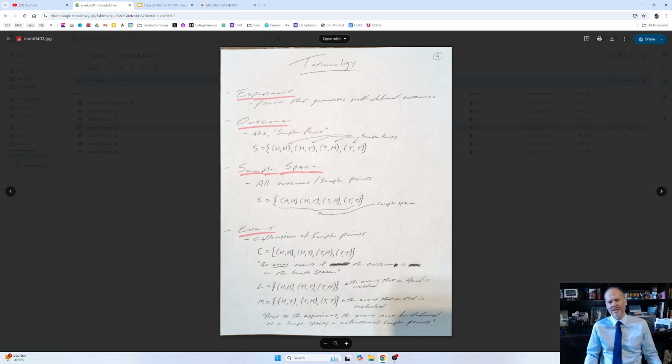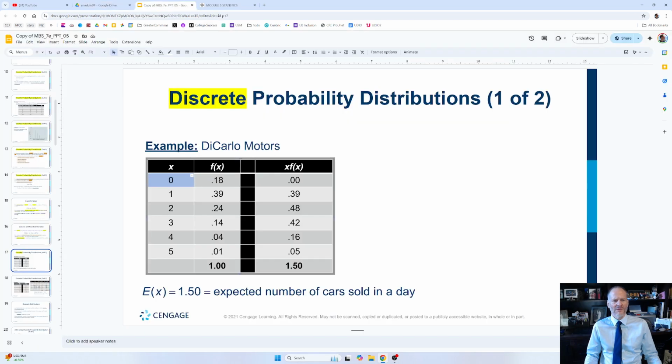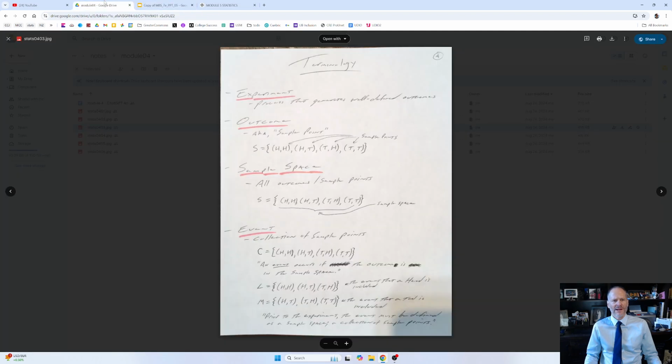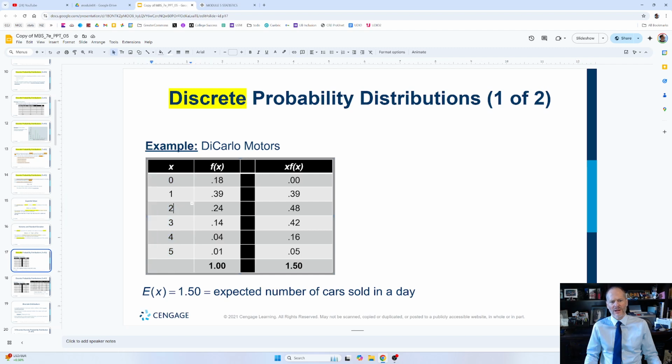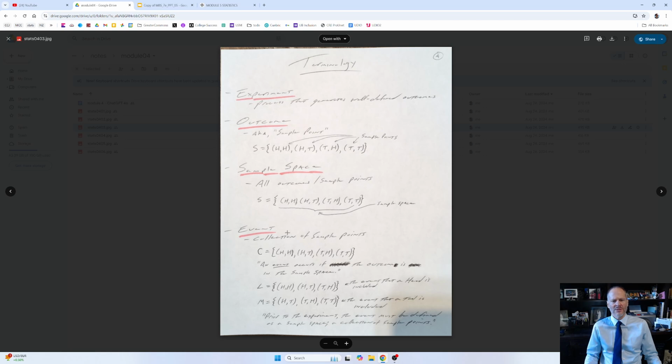The probability of the event would be like, hey, I sold 2 cars. And this is the entire sample space. You could sell either 0 or 1 or 2 or 3 or 4 or 5. That's the whole sample space, and the event is a subset of the sample space. So if I want to know the probability of the event that 2 cars are sold, the probability of that is 0.24. That's using this terminology here, event and sample space.